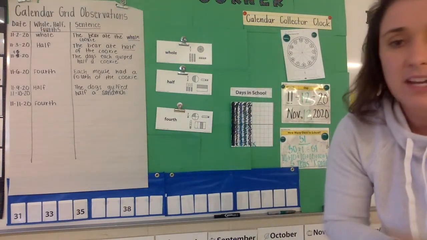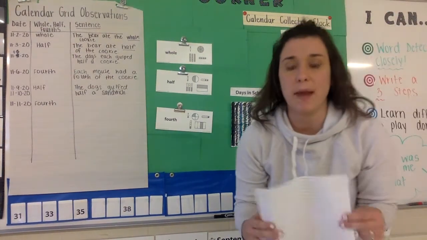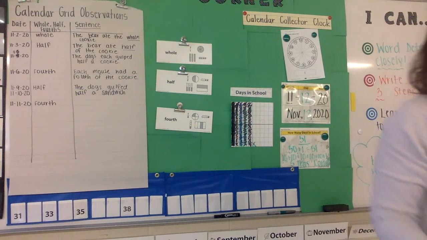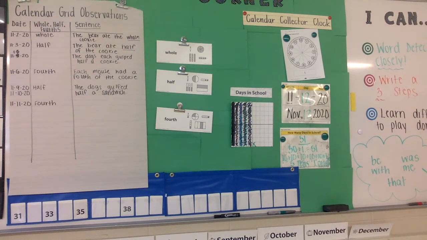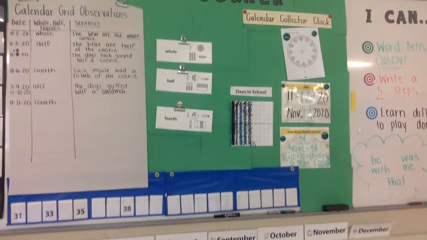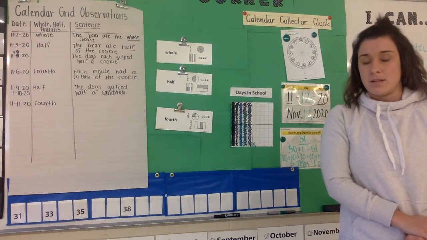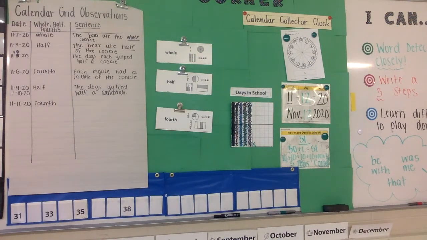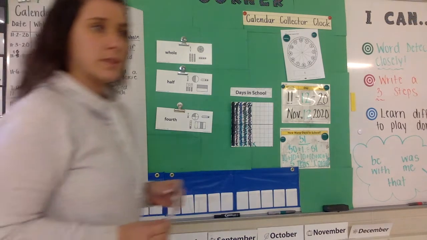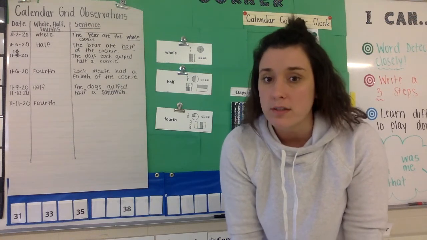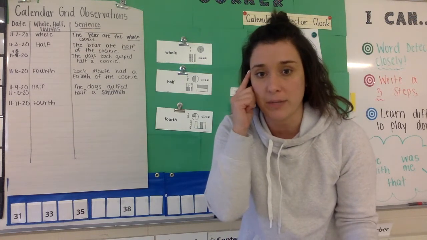Now what I want you to do is think about how you could make your piece of paper into a fourth. What could you do? Go ahead and do that. When you're done, go ahead and hold it up. I'm going to give you a second to finish that up, and then I will show you. All right, this is what I did. Are you ready? I want you to think about what you did first to fold your piece of paper into a fourth.